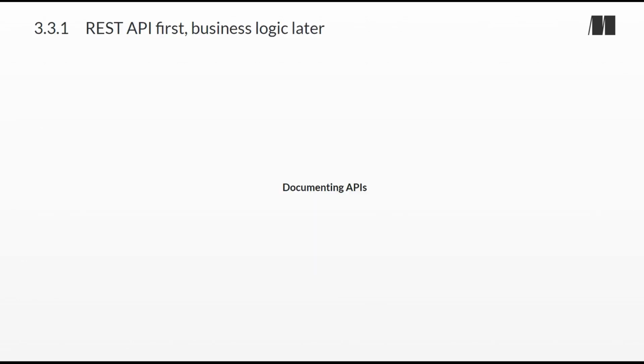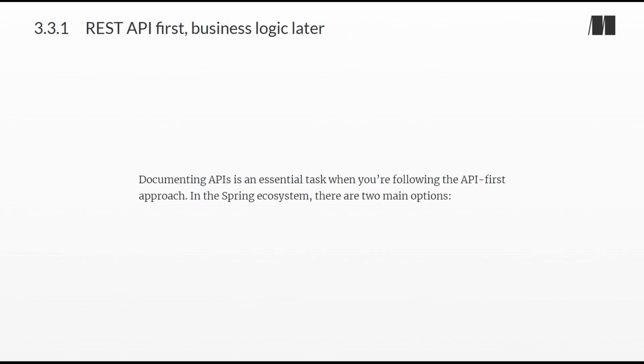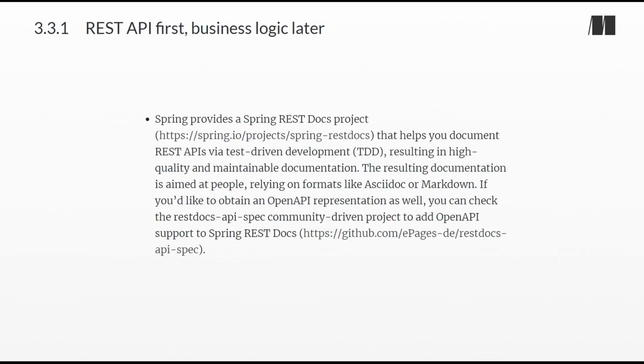Documenting APIs. Documenting APIs is an essential task when you're following the API-first approach. In the Spring ecosystem, there are two main options. Spring provides a Spring REST Docs project, see this link, that helps you document REST APIs via test-driven development, TDD, resulting in high-quality and maintainable documentation.